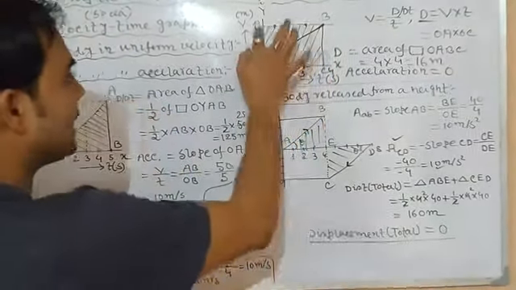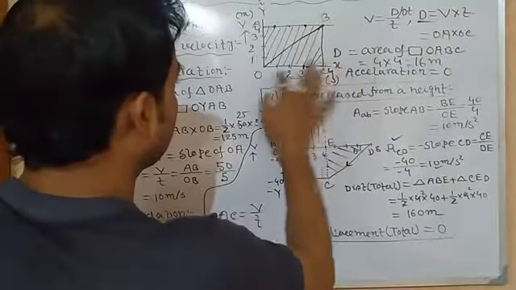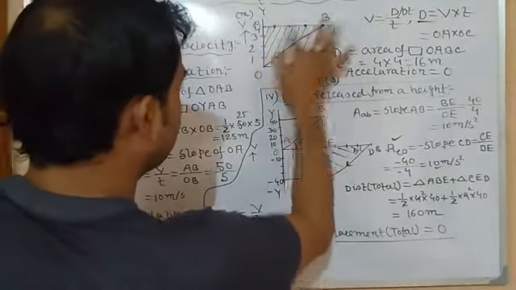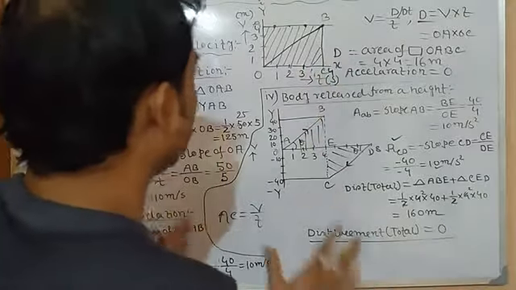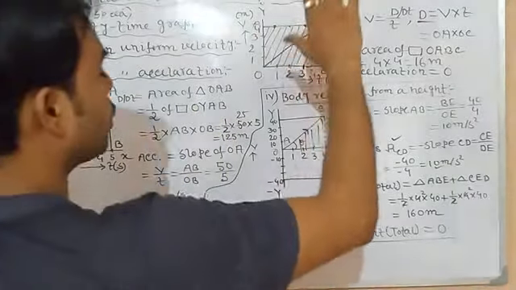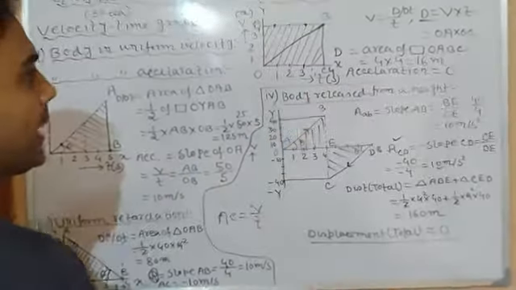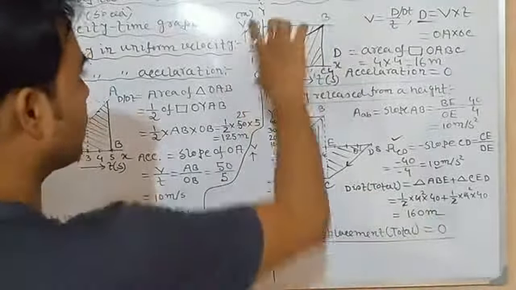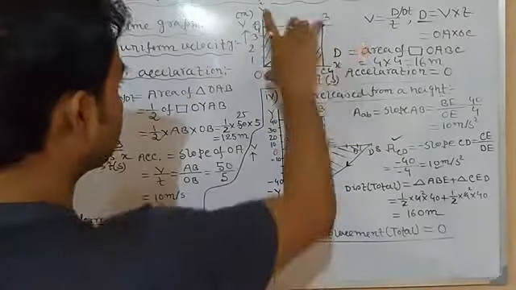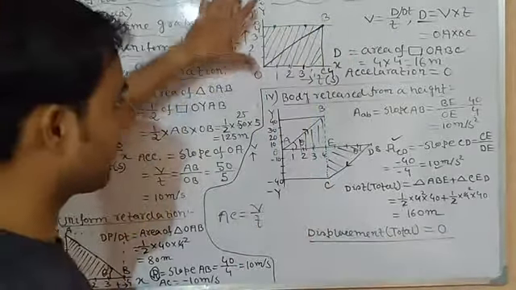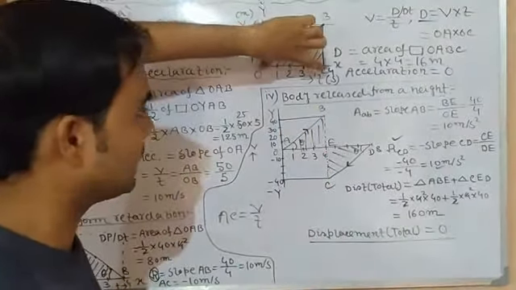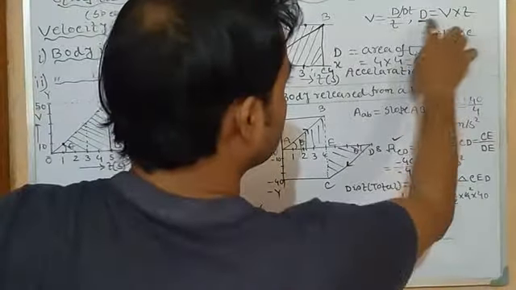Clear? So if we draw a rectangle OABC, it covers this area. So what is displacement? From the area of this rectangle we can get the displacement. Why? Because the area of a rectangle is length into breadth. Here length means velocity, breadth means time. So velocity into time, you can see, is displacement.